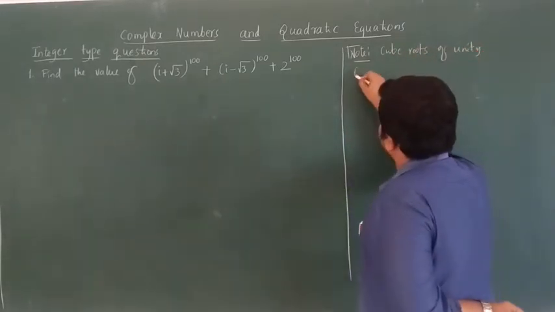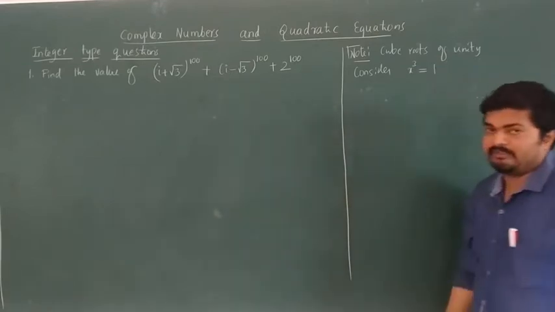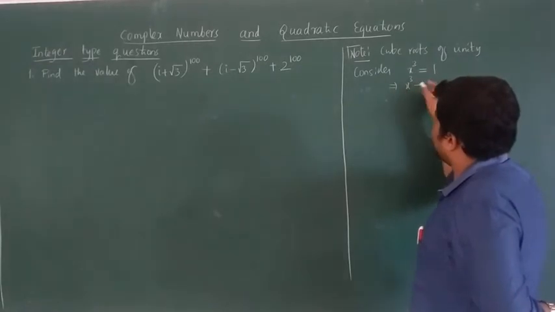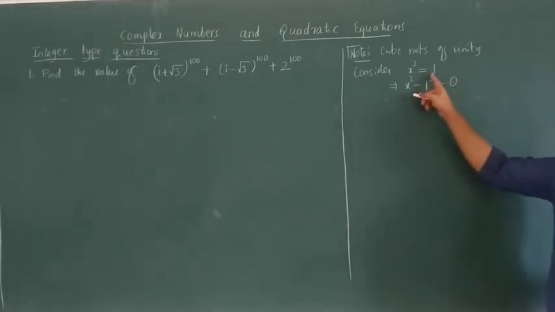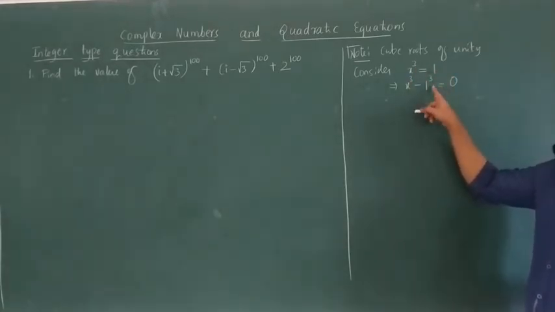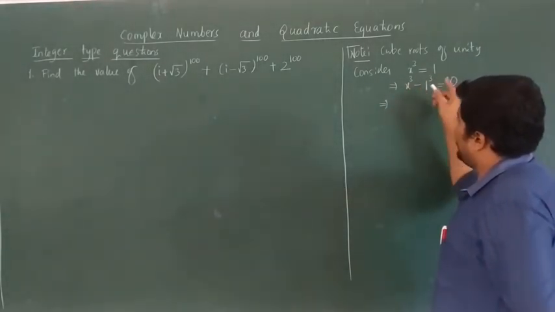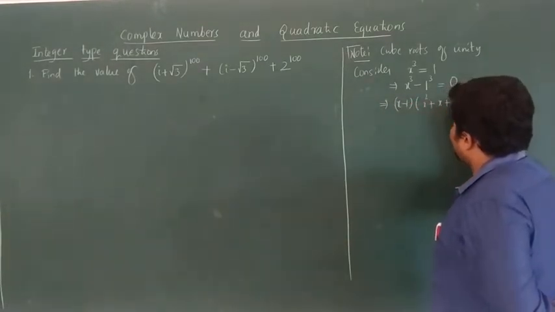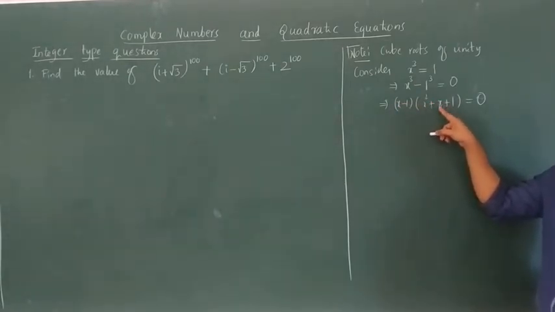Now consider x power 3 equal to 1; this one is called the cube root of unity. Now this implies I can write this expression as x cube minus 1 cube equal to 0, after shifting the term plus 1 to this side and expressing 1 as 1 cube. I hope you have understood up to here. Now see here, it is of the form a cube minus b cube. The formula is (a minus b) into (a square plus ab plus b square). This one is the formula for a cube minus b cube.